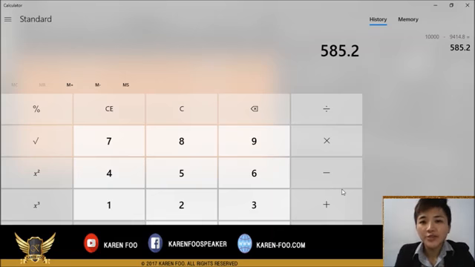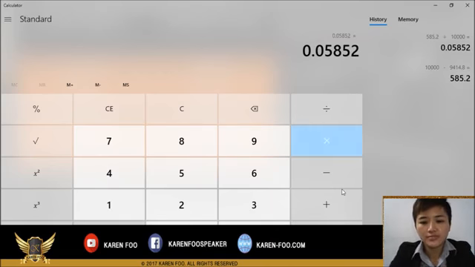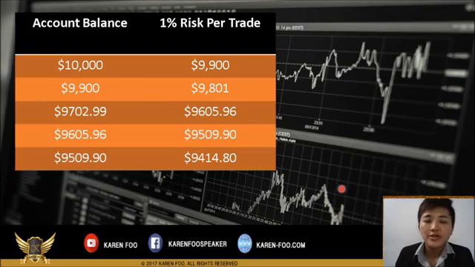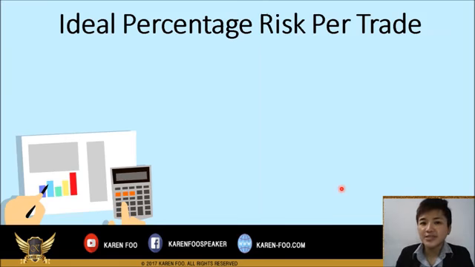So if you calculate your drawdown, okay, which is your loss divided by initial capital, you realize that your drawdown percentage is only 5.85%. So that's why it's so important to have a set amount of risk per trade. So that when you experience 5 to 6 losing streak, you still have the capacity to make it back to break even.